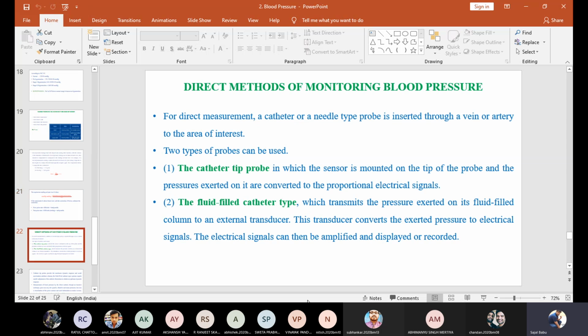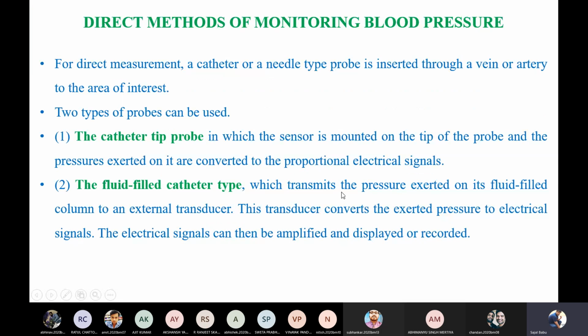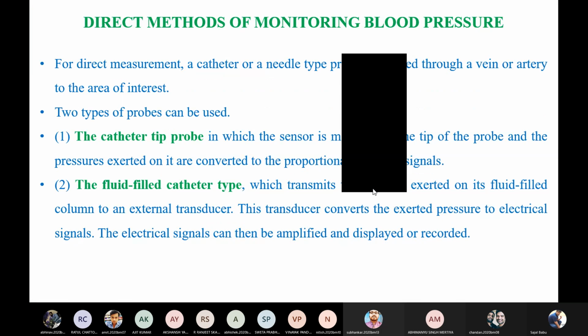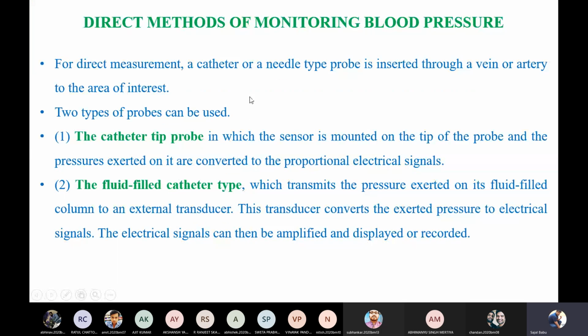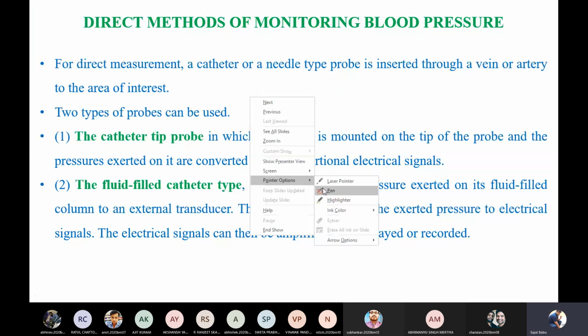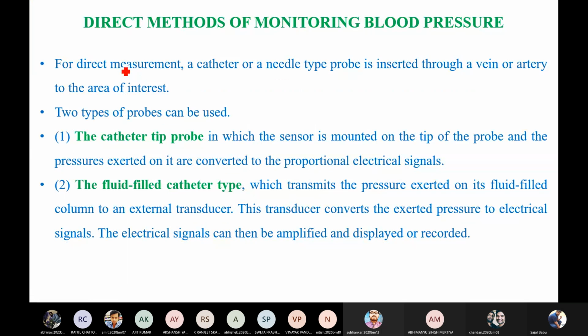Okay, so now let us move on to the other part. Okay, so are you able to see the slide here? Yes, sir. Okay, so now let us discuss the other part of blood pressure monitoring.